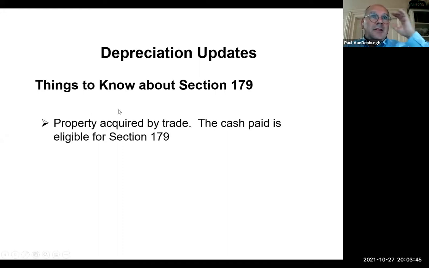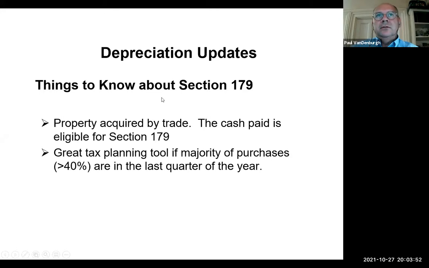Property acquired by trade, only the cash paid is eligible for the Section 179. And there's some nuances in regards to trades that happened a few years ago. We utilize Section 179 if the majority of the purchases are in the last quarter of the year, the quarter in which we're in right now. If 40% of qualifying purchases happen in the fourth quarter, mid-quarter convention applies. You only get a month and a half worth of depreciation on these fourth quarter purchases. Pretty small number. You can use Section 179, skew the math.